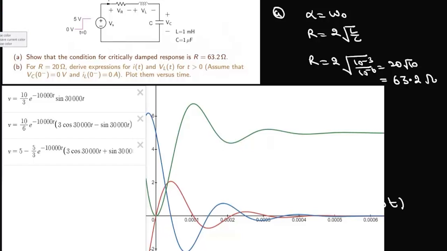And if we plot the graph of voltage across a resistor, capacitor and inductor, then this red graph is voltage across resistor. This blue graph is voltage across inductor, and this green graph is voltage across capacitor. So this is how we solve a problem of an RLC circuit with a DC source.